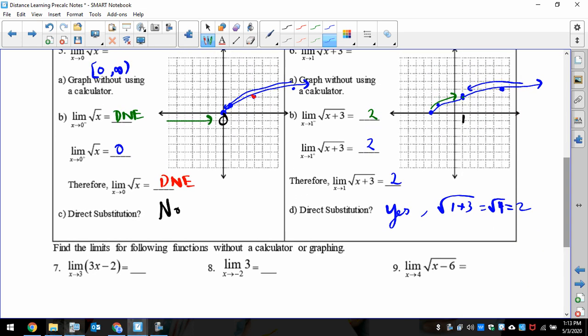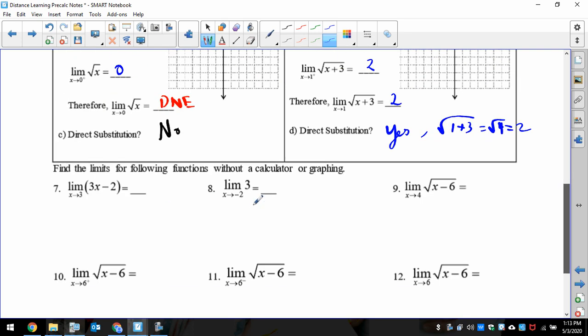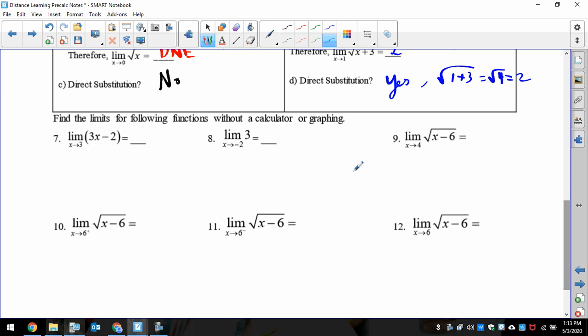So the punchline is, for continuous functions, the two-sided limit will exist unless it's at an edge case on its domain, like the square root function. So something like these here, we can do without even graphing the functions. This is a line. Lines are continuous, and we can just plug it right in. So this is going to be 3 times 3 minus 2. That's 9 minus 2, or 7. So we're just plugging in the limit value in for x. That's all we're doing. So nothing spooky here.